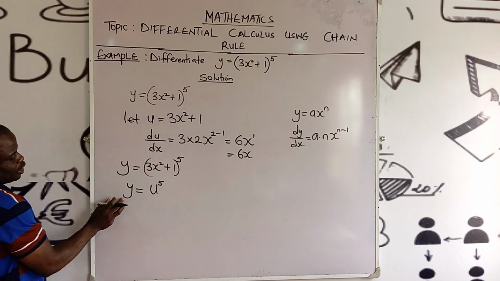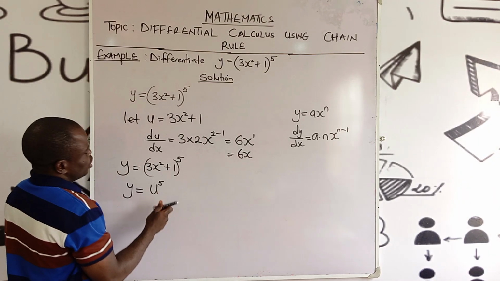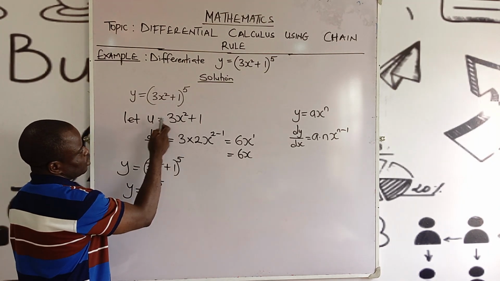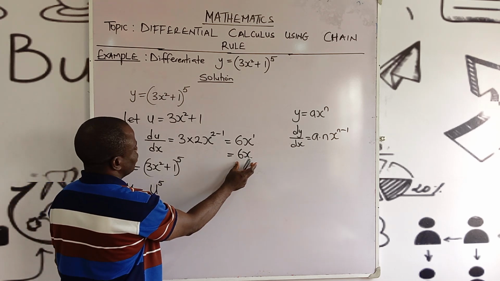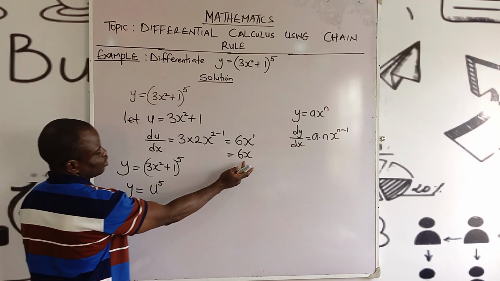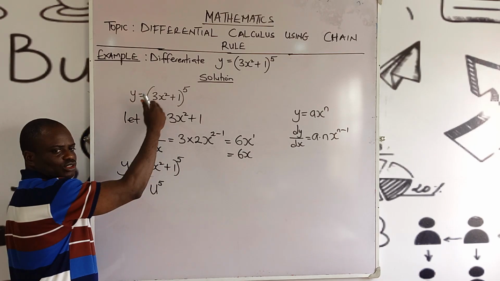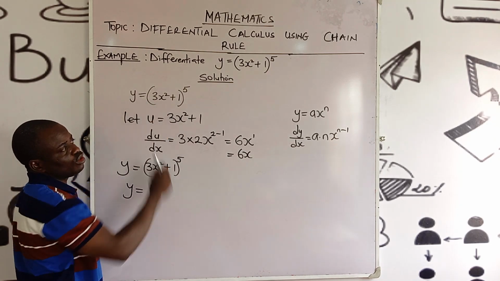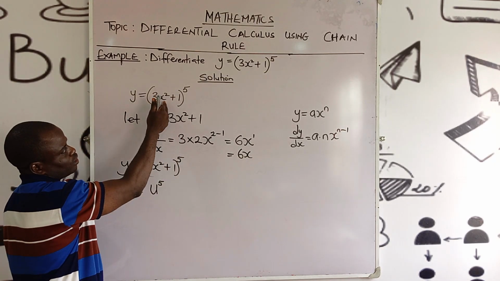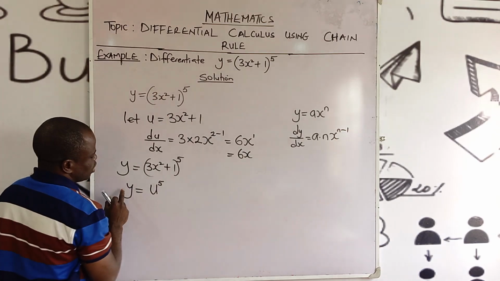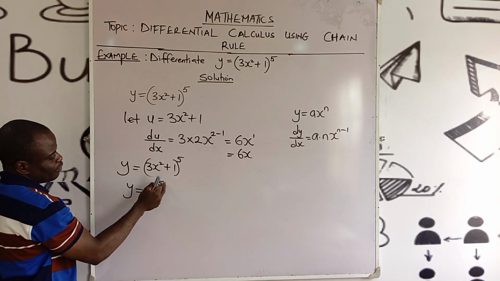You now differentiate, please take note. When you differentiate u with respect to x, when you say let u equal what's in the bracket, after getting the answer for that, which is du over dx equals 6x, now go back to the question. It's very important. That's what we call chain rule. Go back to the question, replace that letter in the question. That's what we have here: y equals u raised to power 5.